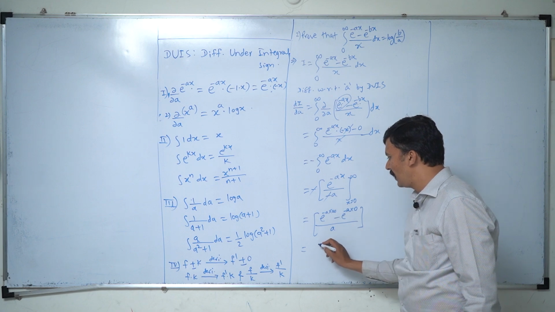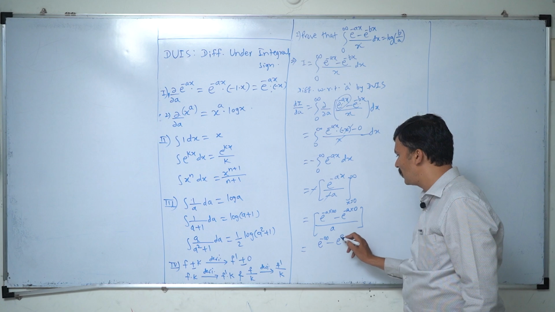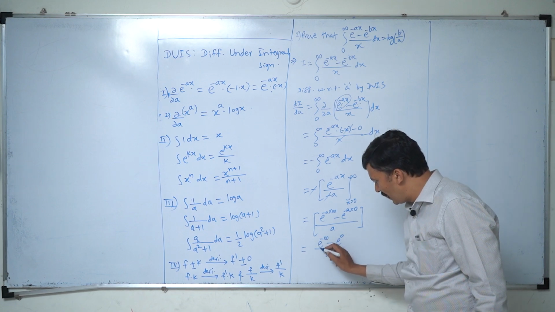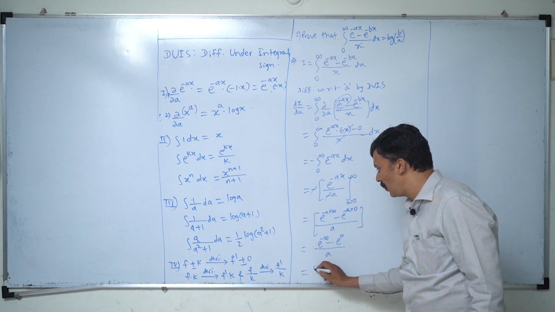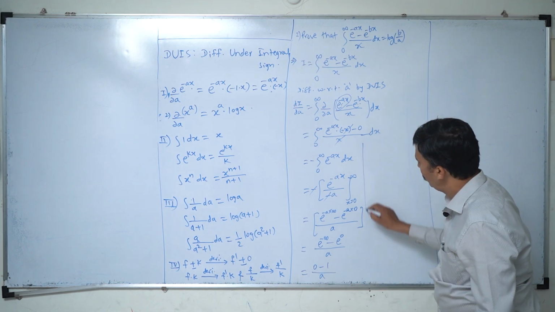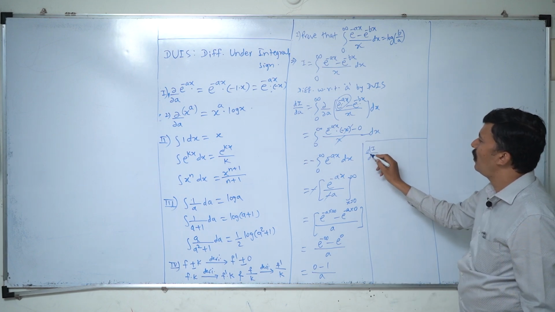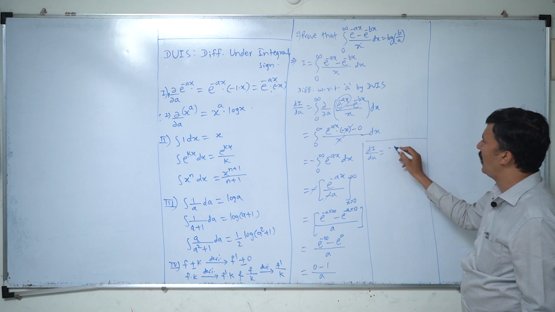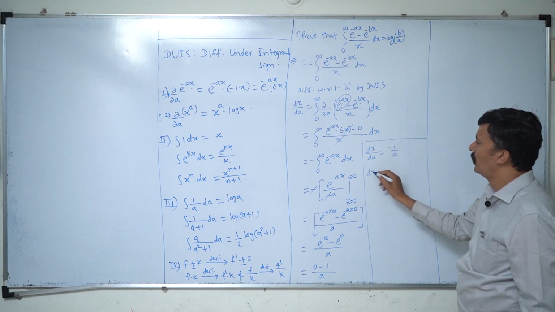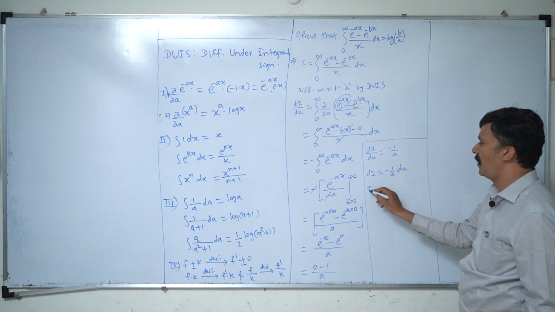Minus a into infinity is e raised to minus infinity, and minus a into 0 is e raised to 0, upon a. But the value of e raised to minus infinity is 0. So 0 minus 1 upon a. So what we get: dI upon da equals minus 1 upon a. So dI equals minus 1 upon a da.